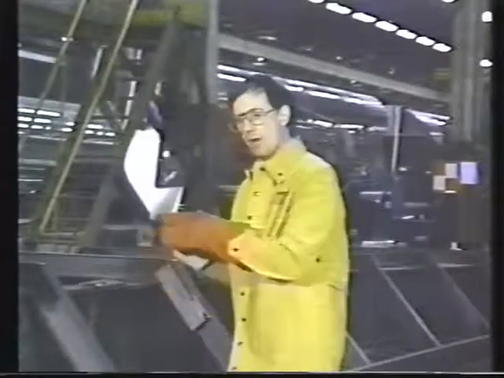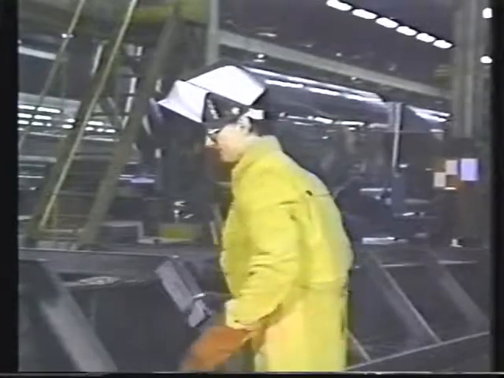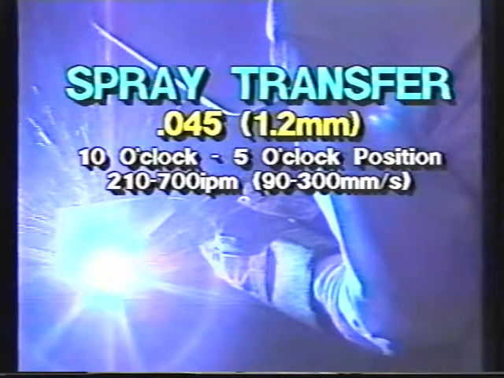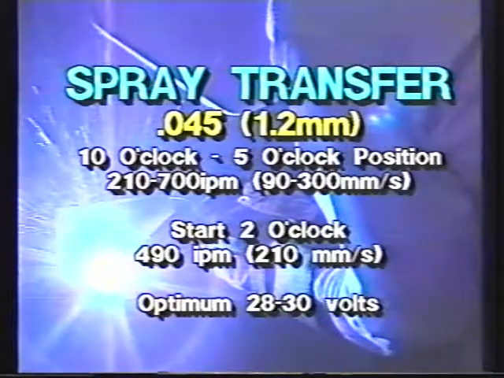Let's have a look at a spray transfer. The optimum wire for spray transfer is an 045 wire. The wire feed range is the 10 o'clock position to the 5 o'clock position on your wire feeder. An ideal starting point would be at about the 2 o'clock position. That's about 490 to 500 inches a minute. Provide yourself with about 30 volts.